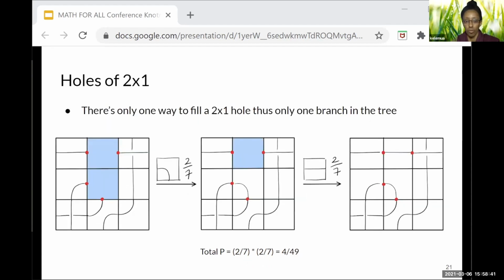Then moving on to 2x1 holes. Since we decided that we can only place a single tile type at a time, we really just have 2 1-tile holes where all 3 edges are determined. So we'll only have a single branch when considering these hole types. So the lower position has to have an elbow tile, and the upper position has a line tile, and our total probability is 4/49.